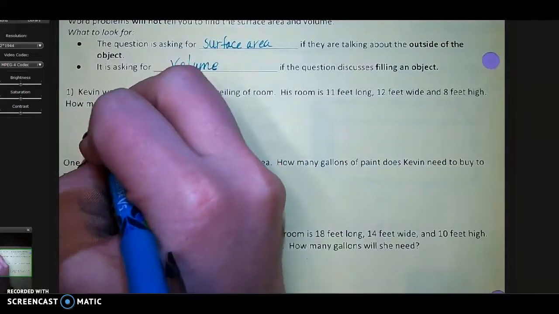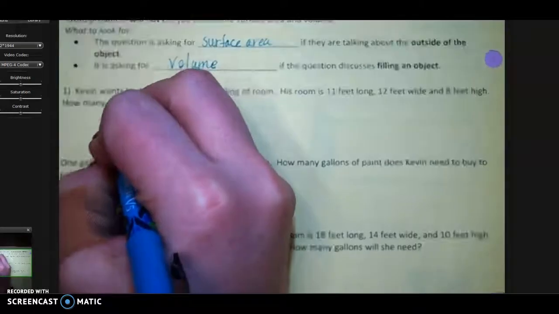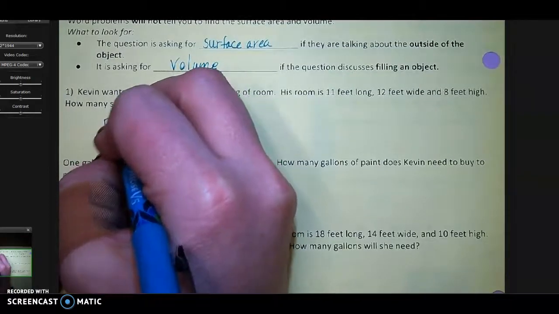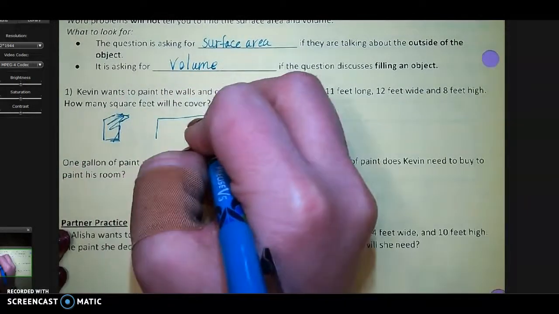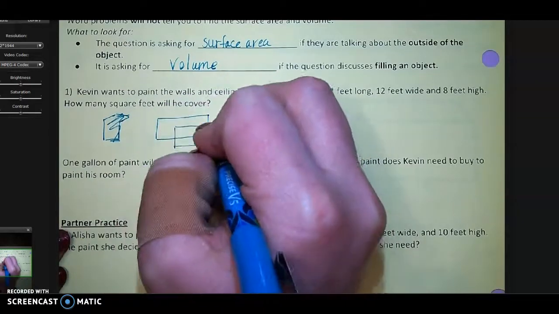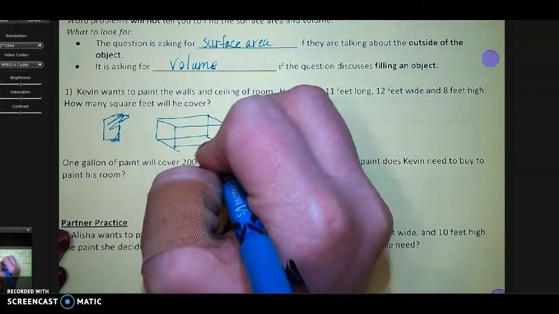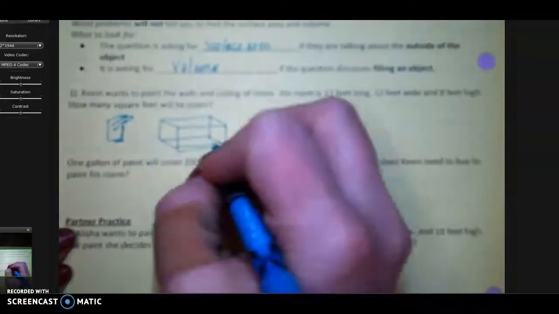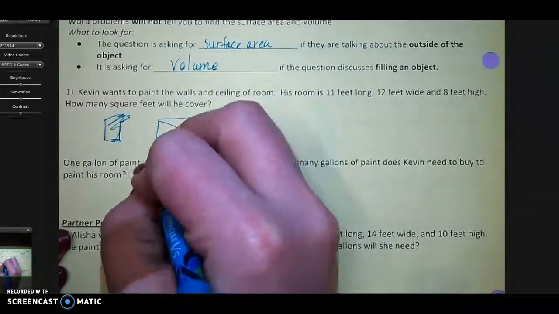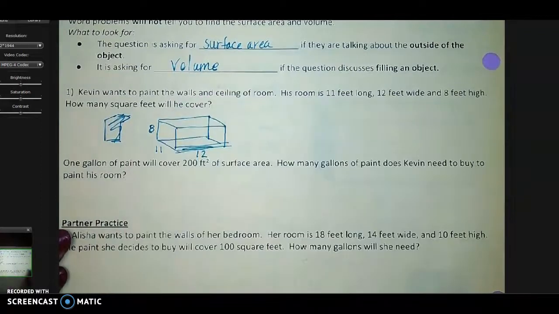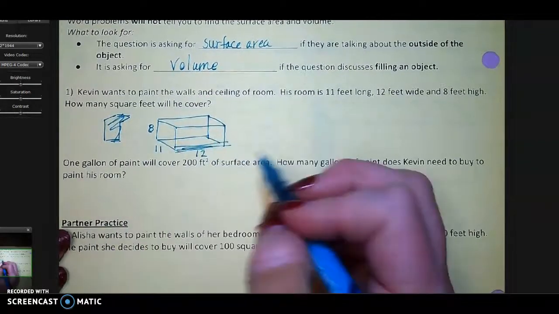And I know it feels weird to draw a cube to visualize this, or a rectangular prism rather, but indeed his room is a rectangular prism. We're just not going to be painting the outside of it, we're going to be painting the inside of it. But it's going to end up being the same. So if his room is 12 feet wide and 11 feet long and 8 feet high, I need to find the area of all those different things.